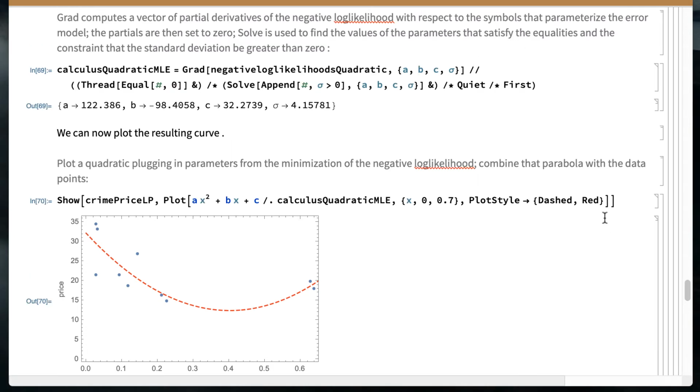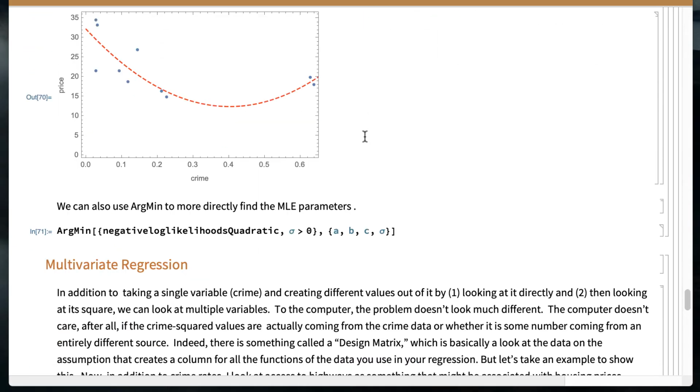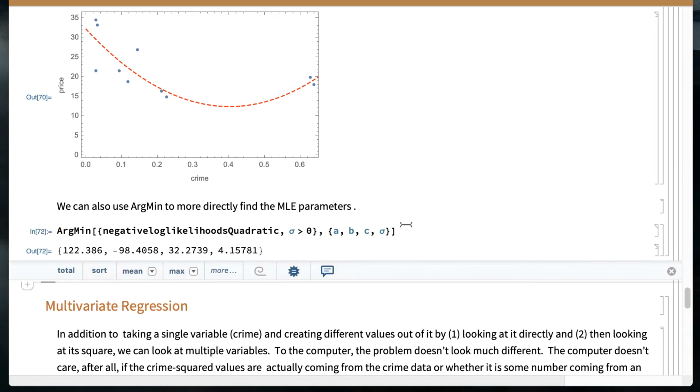I know what you're thinking. I wonder if we could just use argmin instead of going through all this calculus stuff. And let's see. Here's argmin. Here's what we're trying to minimize. Here's the constraint that the standard deviation has to be greater than 0. And here are the variables that will minimize the expression. So, yep, we can use argmin. We don't, in this instance, have to use calculus.